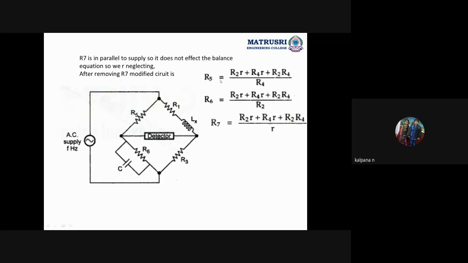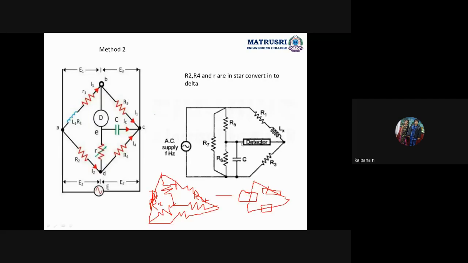Okay, R5 is R2 into R plus R4 into R plus R2 into R4, by R4. R6 is R2 R plus R4 R plus R2 R4, by R. So the equivalent of these 3 is this one. This is R5, between small r and R4 is R6, and here this is R7. What are we doing in the second method? These 3 are forming the star, and then we are converting into delta. So here this resistance is R5.